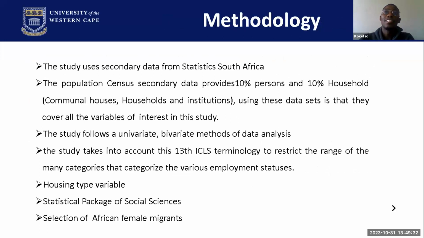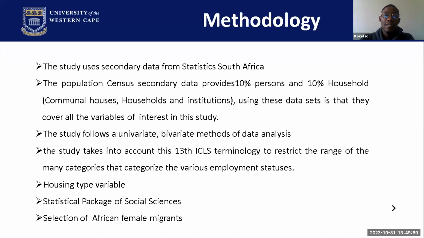This is the only data that they made public, and both the person and the household data include people in communal houses, households, and institutions. I chose to use the census data because it covers all the variables of migration, unlike the other data sets that are available in our country at the moment.